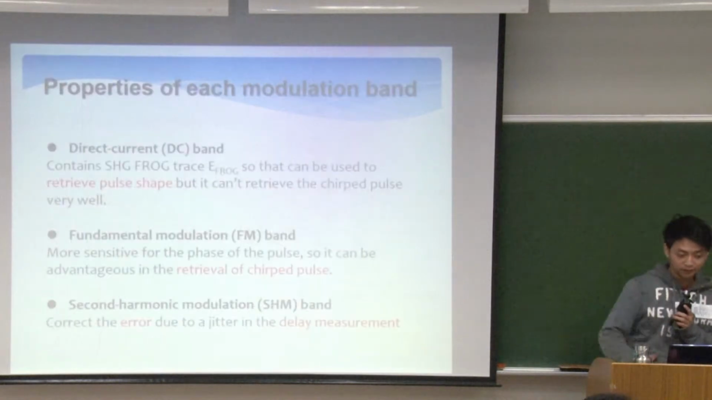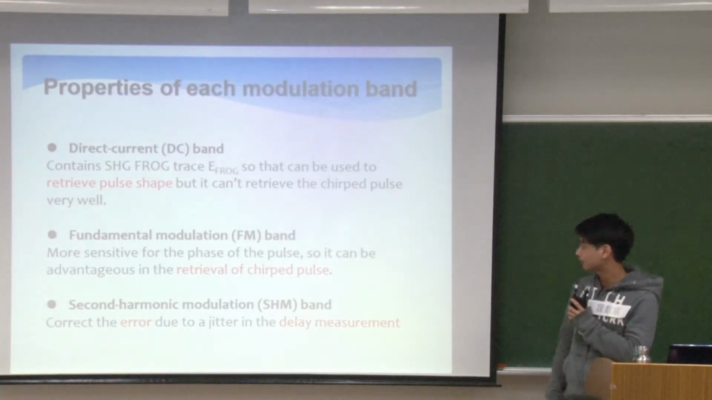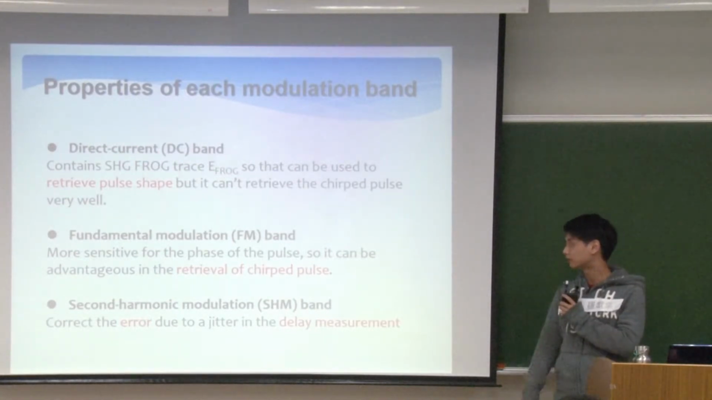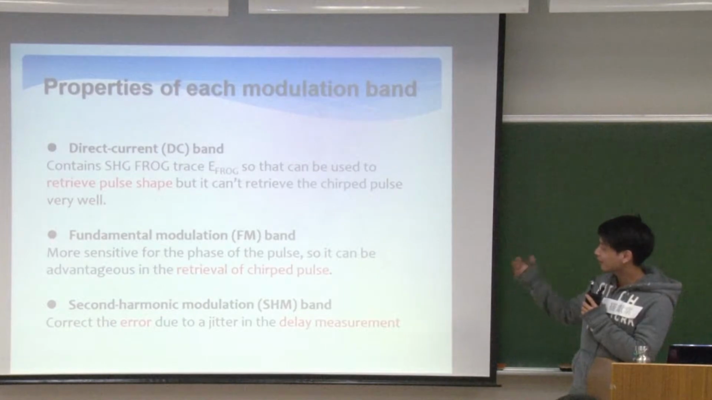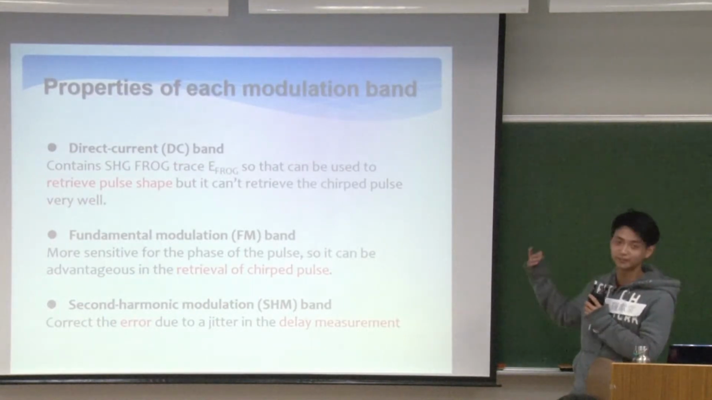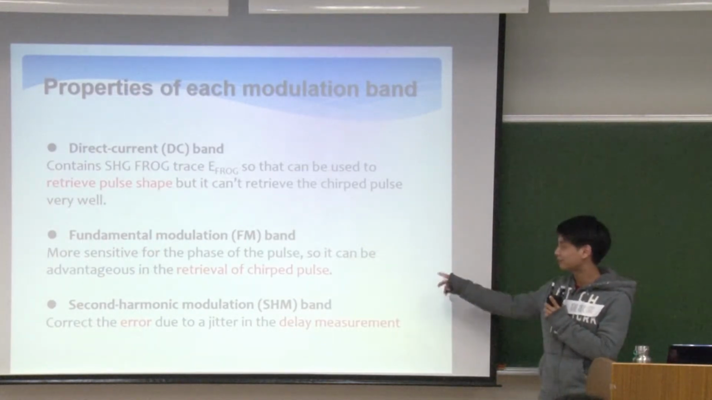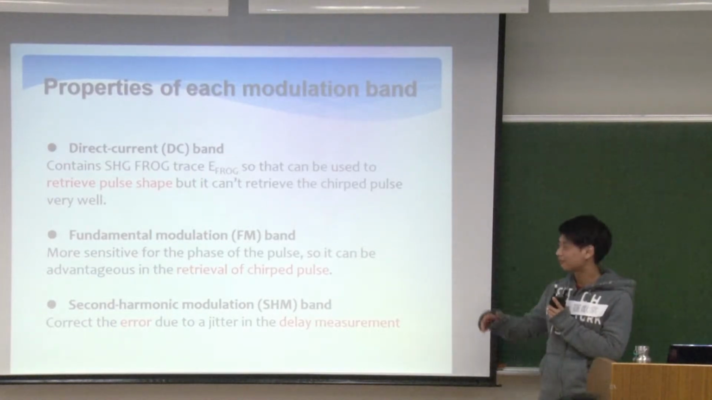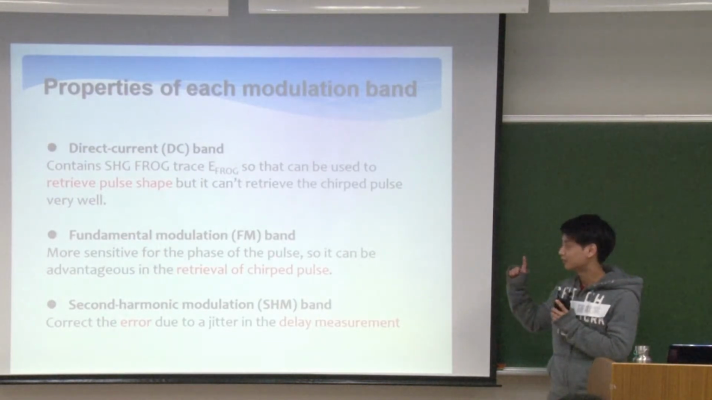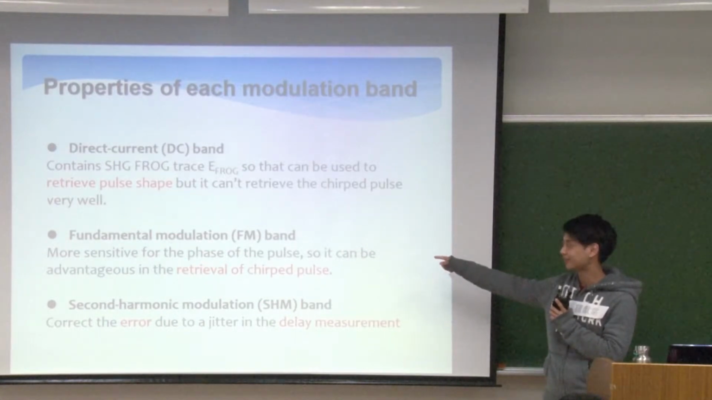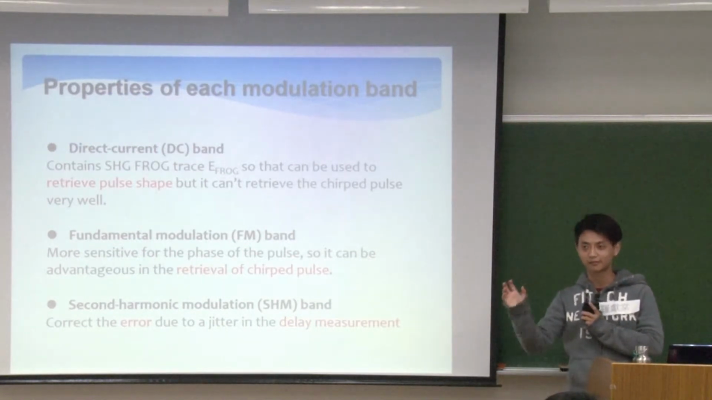The second one is B1, the FM band, more sensitive to the phase of the pulse, so it is advantageous in the retrieval of the pulse. You may wonder, it looks like the FM band is completely better than the DC band, so why do we need the DC band? But wait a minute. Since the FM band has much more data information, it takes a lot of time to calculate. So we need the DC band to narrow down the computation.